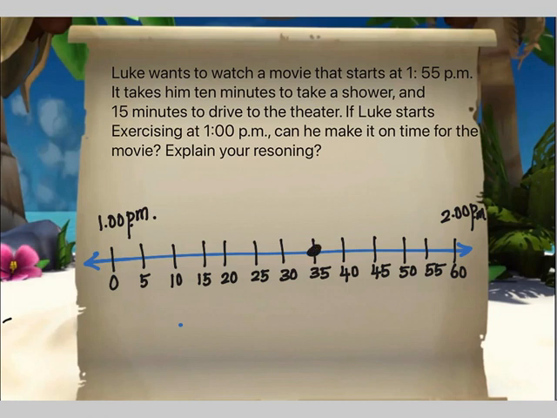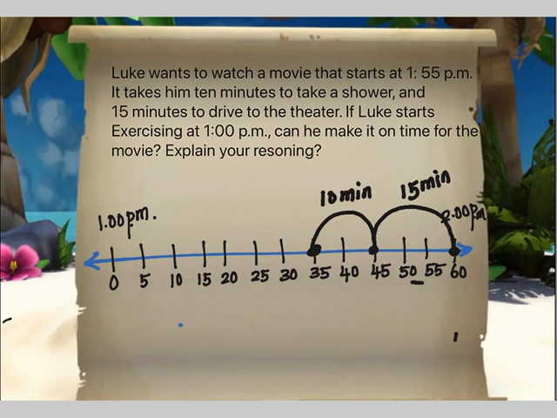So he has taken 10 minutes to take a shower, so that will become 45. So that is 10 minutes. And then 15 minutes to drive to the theater. So 15 minutes from 45 is 50, 55, 60. Plus 15 minutes, he will reach at 2 p.m.